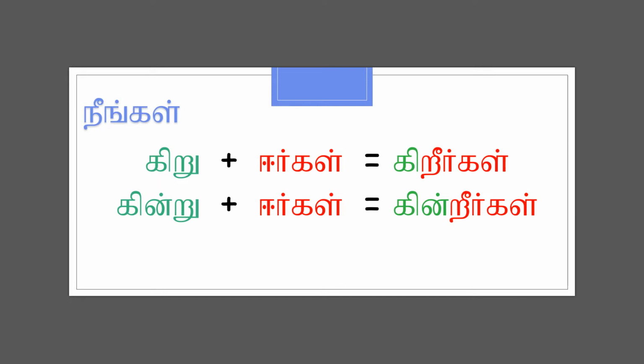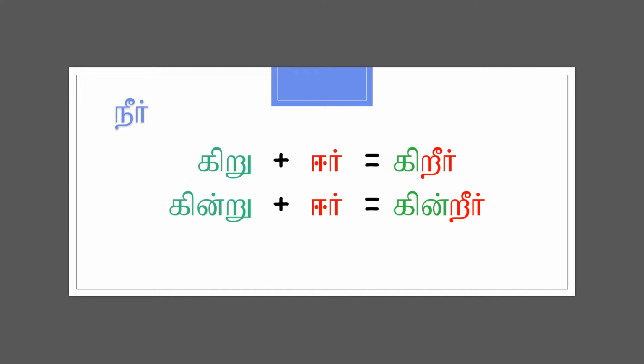The verbs end with கிரீர்கள் or கிஞ்சீர்கள் to denote second person, plural, present tense. So, kuru and kinju denote that it is present tense, nigazhkaalam. And eergal denotes it's second person, plural. Eergal is used as suffix when neengal is used. Neer ends with kireer or kinjeer to denote present tense.